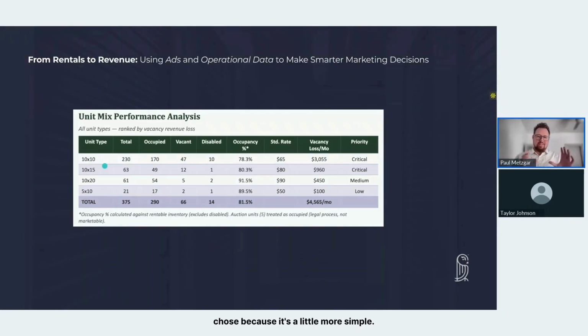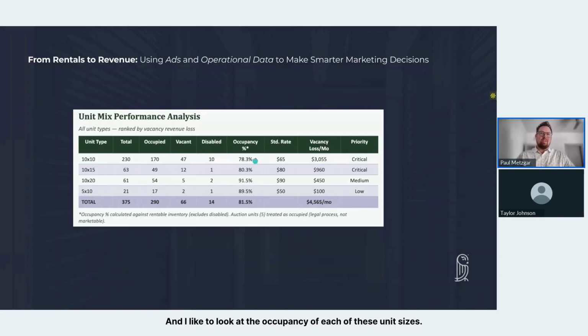This location I chose because it's a little more simple. These are all non-climate controlled. They're all drive up. So it takes out some of those variables, but it gives you a really clear example of what I'm talking about. By taking your occupied and vacant unit lists, we're able to analyze the number of units of each type and then quantify which ones are occupied, vacant, and disabled or out of use. This could be auction, sometimes out of order for maintenance purposes. Very common from a PMS, but something important to note.